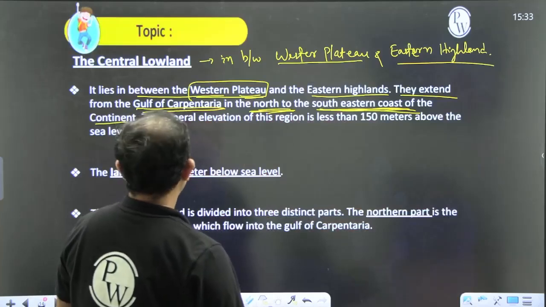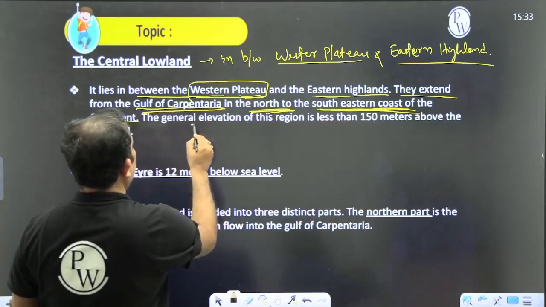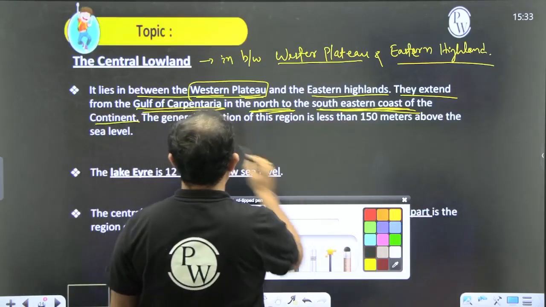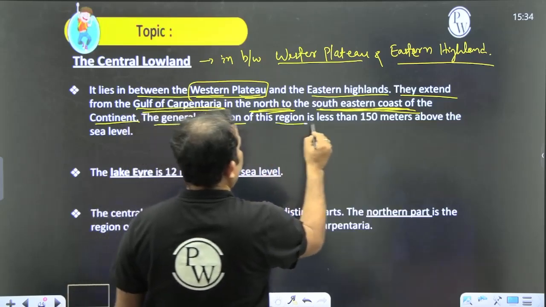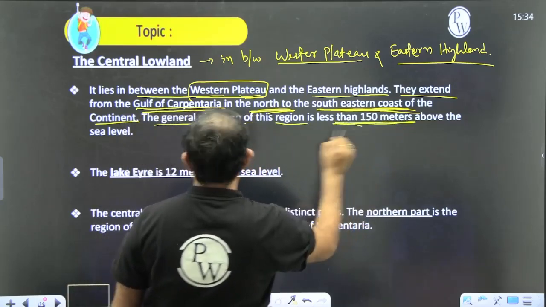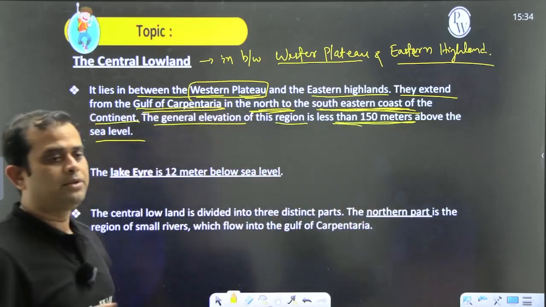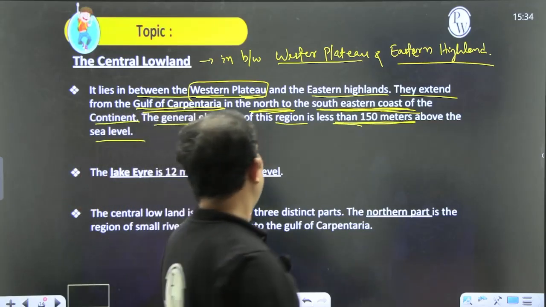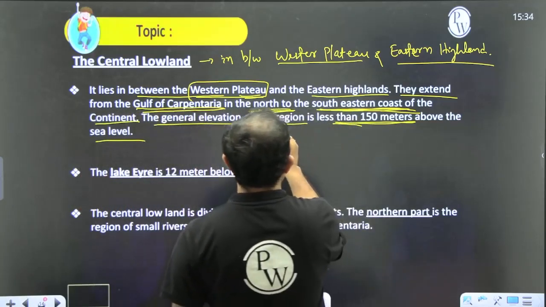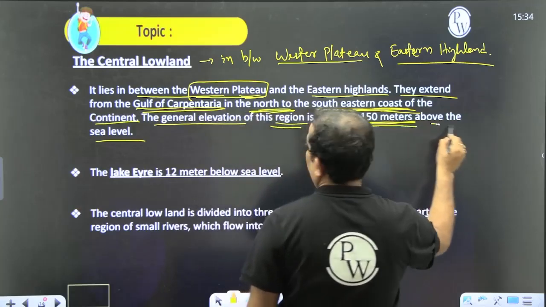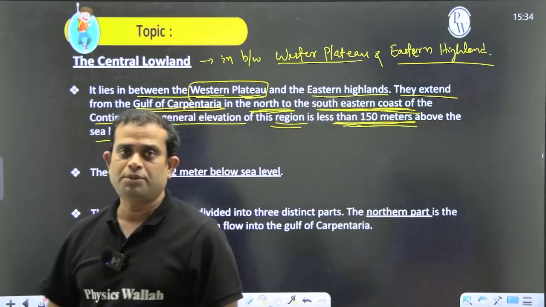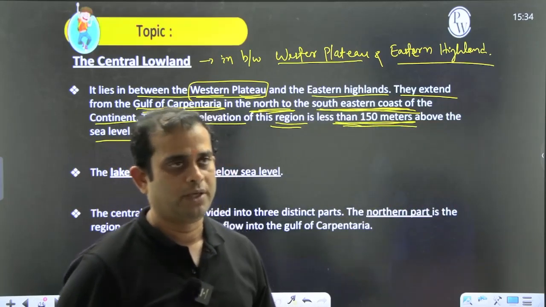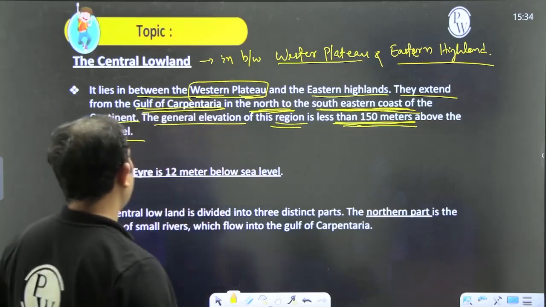Next, we can say the general elevation of this region is less than 150 meters above the sea level. General elevation is less than 150 meters above the sea level.